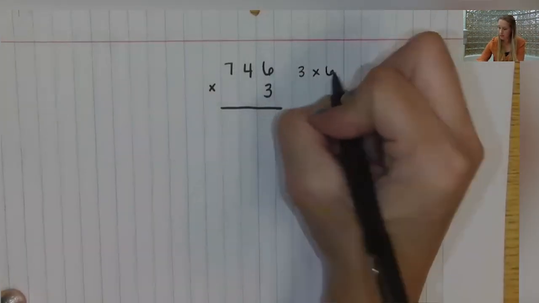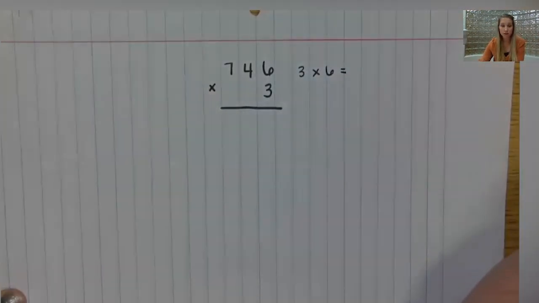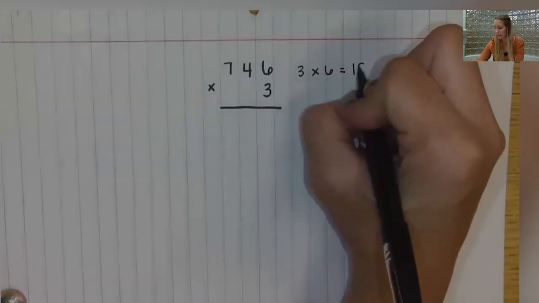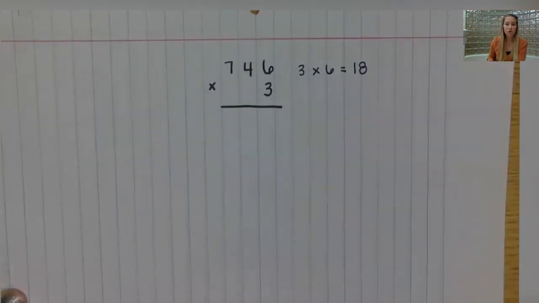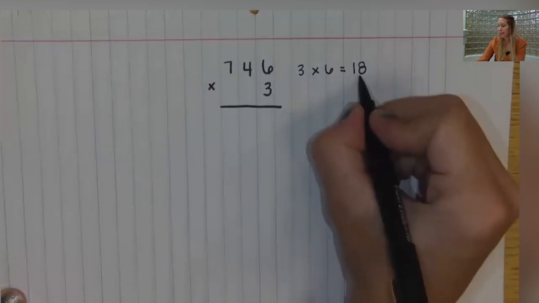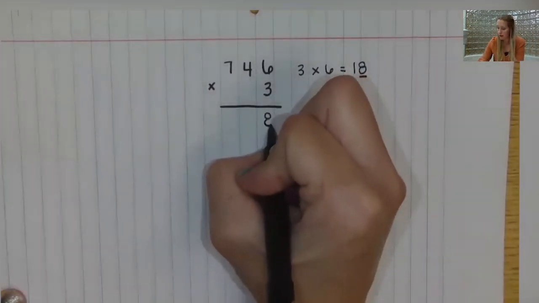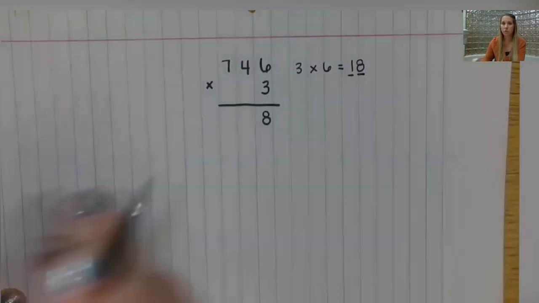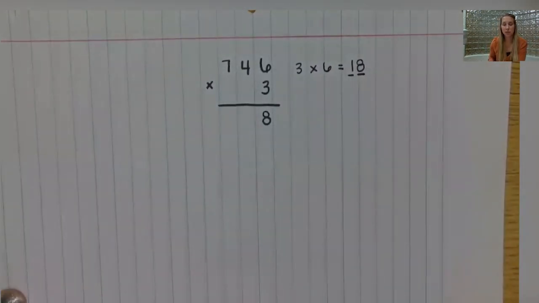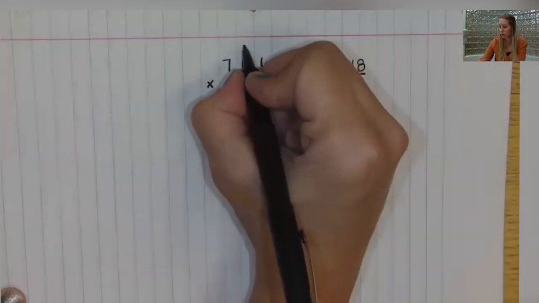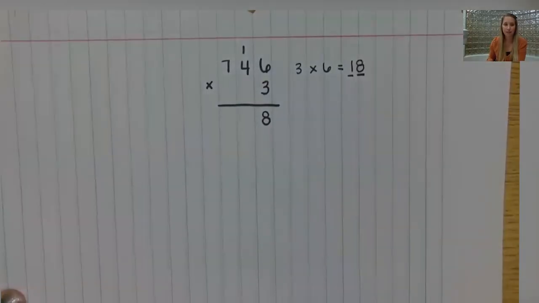3 times 6 equals, yes, 18. So what you notice is that the 8 is in the ones place. That's why I put an 8 here. And the 1 is in what place? The tens place. And so I have to regroup a 10. Now I'm going to visit where?